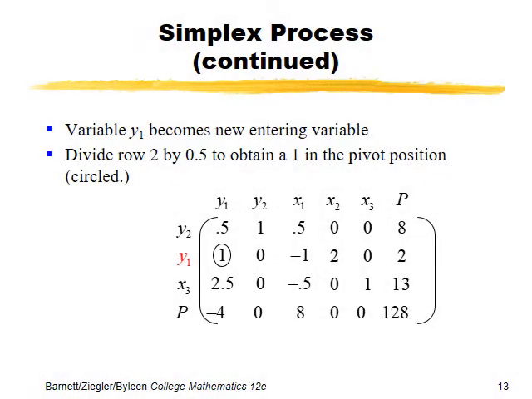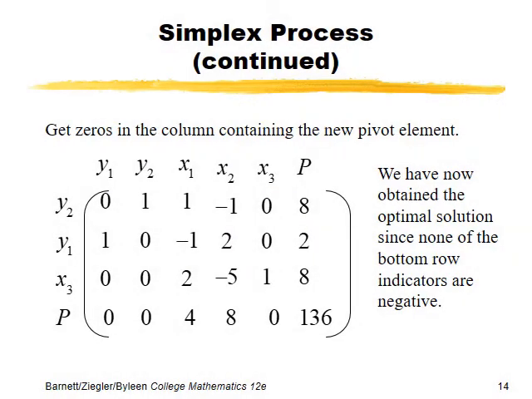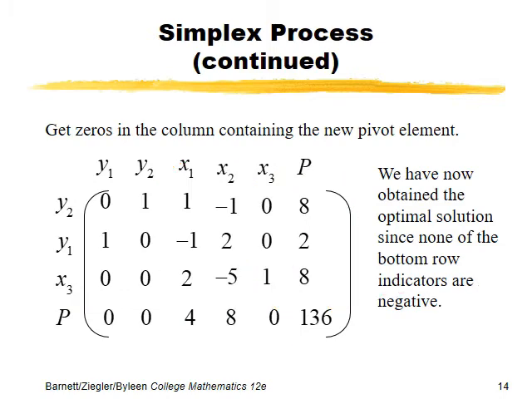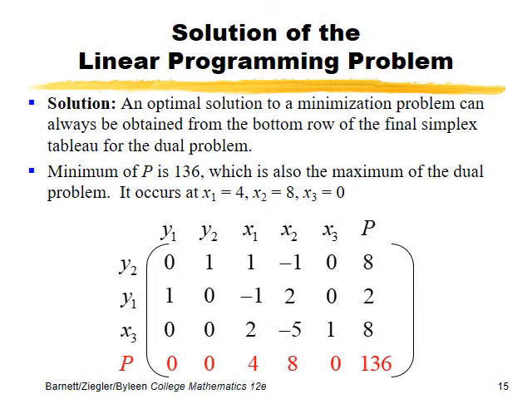With the help of this one we make 0 above and below, and now in the bottom row we don't have any negative number, so we are done with this problem. We read the solution directly from here. x1 is 4, x2 is 8, x3 is 0, and profit is 136, which is the so-called cost as well. We have now obtained the optimal solution since none of the bottom row indicators are negative. Here you can see that this is our profit.